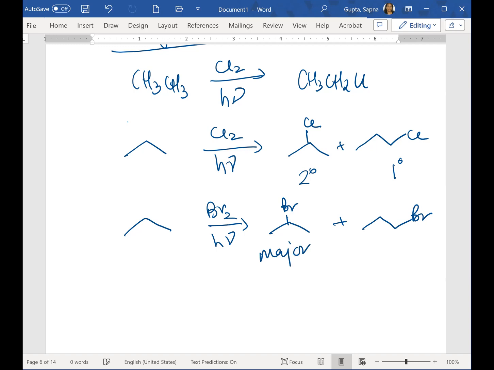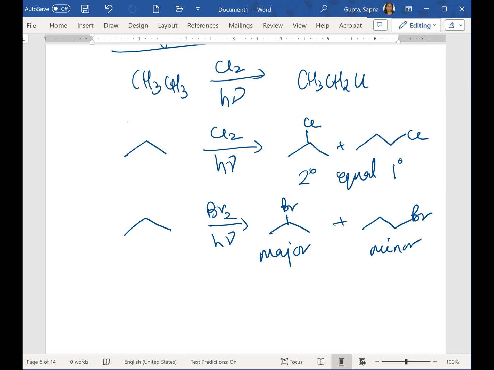But now you actually have a major and a minor. These two are equal, pretty much. So when you do chlorination, it's wild. It's like, I don't care where I substitute. I will substitute everything, anything. But bromine is a little bit more picky.